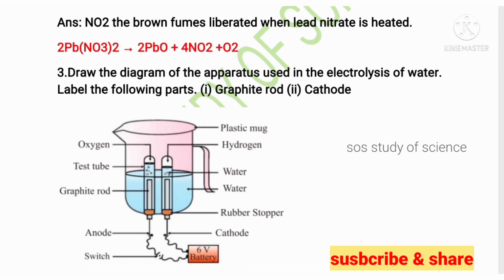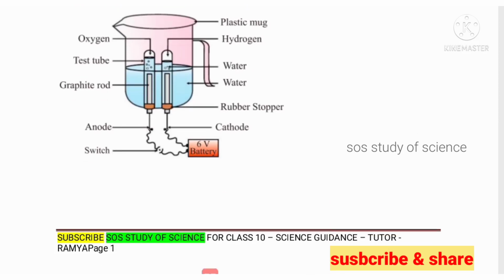This diagram can be expected for 2 marks. It is a very important diagram. You have to practice, dear students. You have to learn the electrolysis of water diagram and learn to label all the parts.